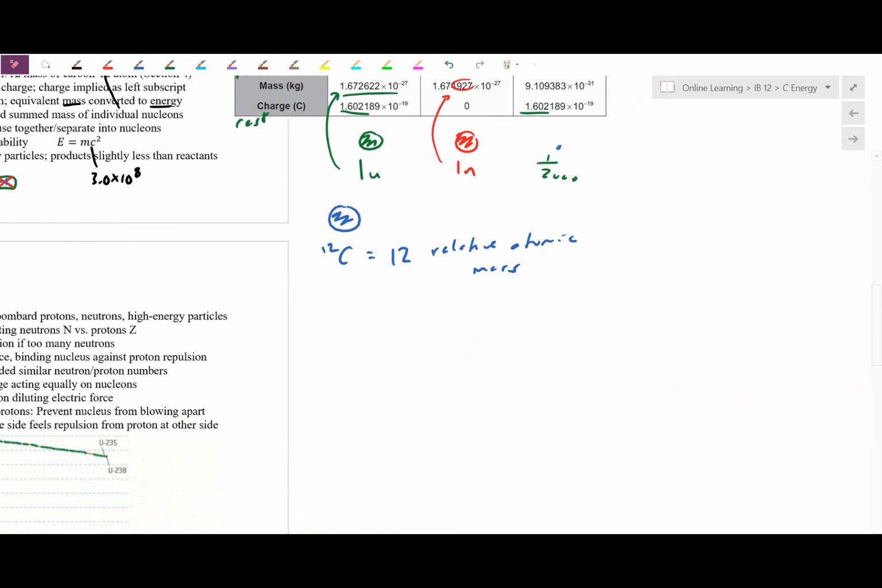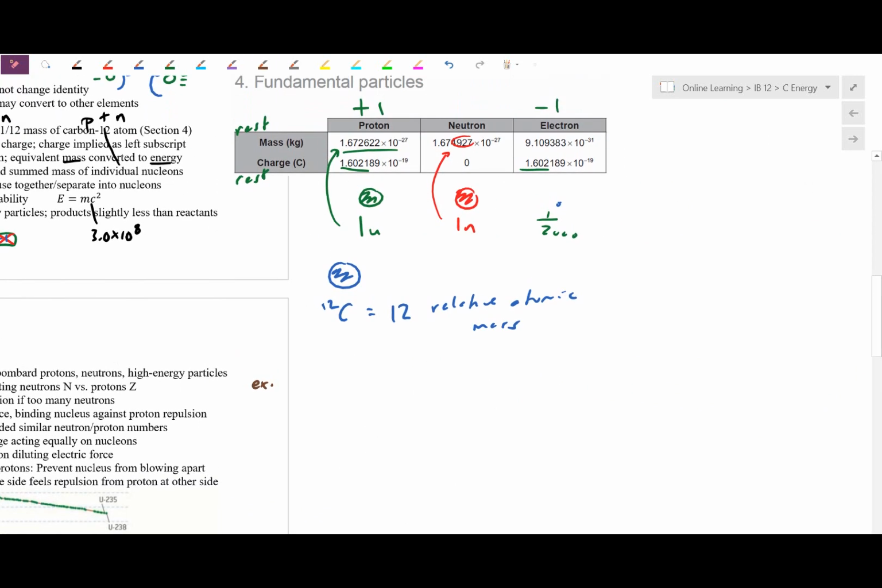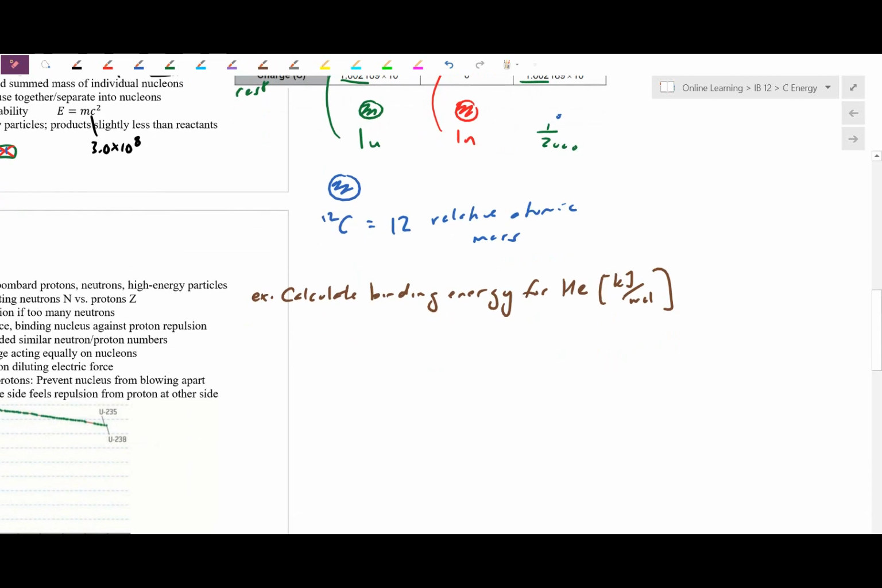So let's say we were asked the question: calculate the binding energy for helium. I just chose one helium. Usually when we do units for enthalpy and energy, we say kilojoules per mole, so I'm going to qualify that kilojoules per mole is what I want. In this case, you would start off with helium. On your periodic table, we know helium is element number 2.